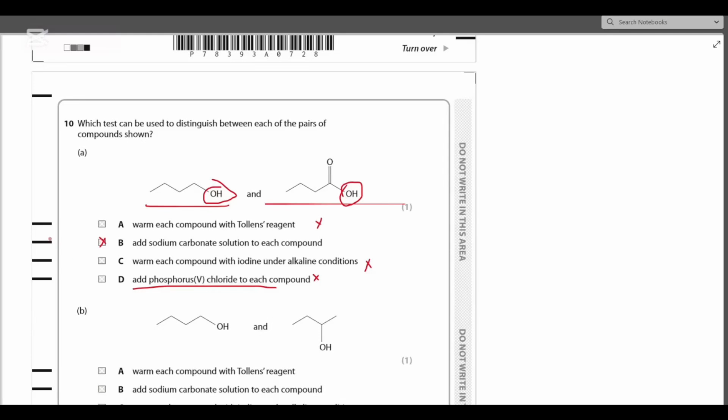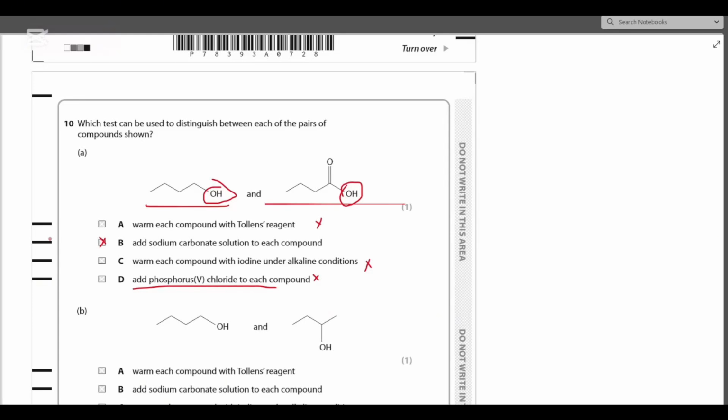When we add sodium carbonate solution to each compound, they react differently. If it reacts with COOH, then it's going to produce carbon dioxide, but if it reacts with OH, it's not going to produce carbon dioxide.